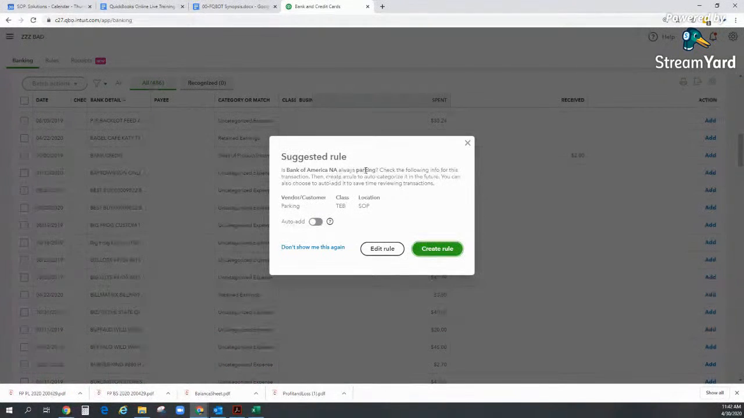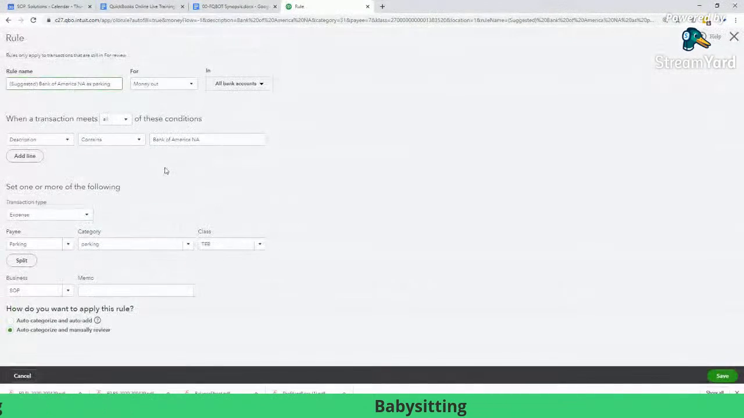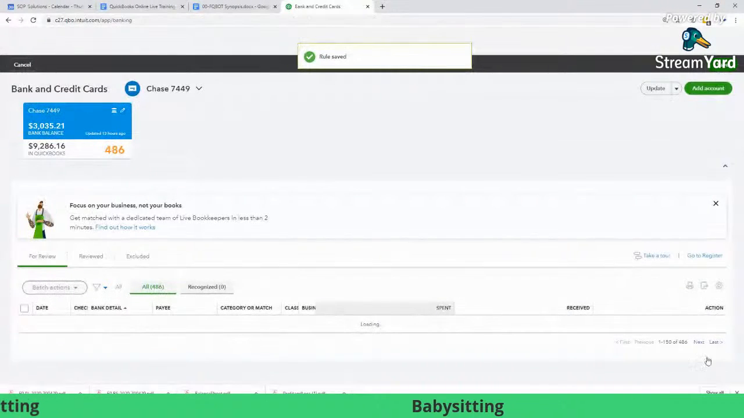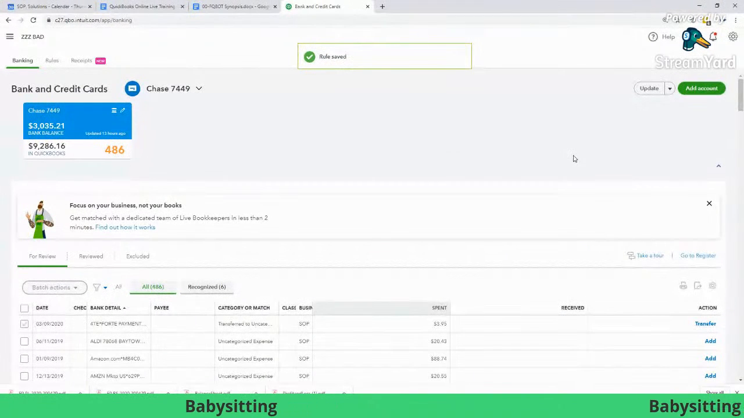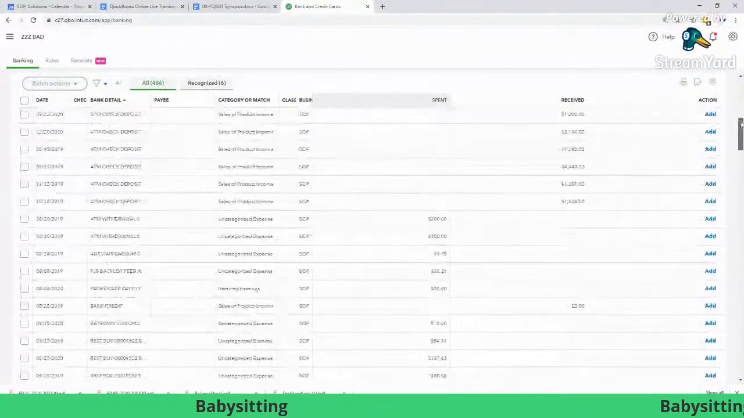Right. This just asked me because Bank of America NA, is it always parking? In my case, it would be. In my case, it's someplace that I go often. So I can make this a rule. If I say edit the rule, when it comes in, it's going to say, hey, when it says Bank of America, when I put money out, I won't spend a lot of time with this. You can auto categorize. I support auto categorizing. And it will take rules. Do not auto post.